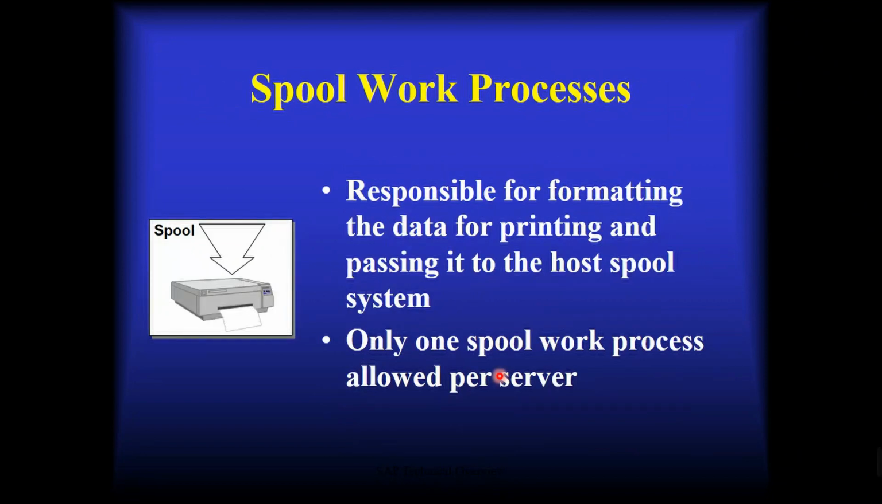Come to the spool work process. Now it is responsible for formatting the data for printing and passing it to the host spool system. That means when you put in a printing request, the SAP system will send this data to the host spool system, that means to your OS system. The host spool system is there, and from there the printing actually happens. So only one spool work process is allowed per server. Per server only one work process is there.